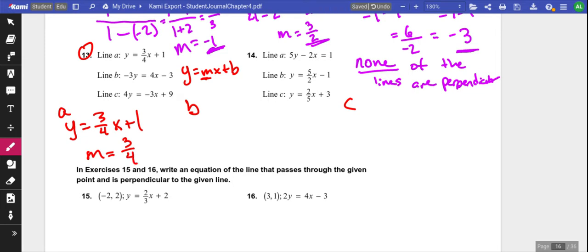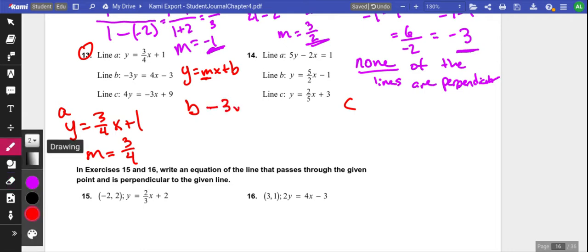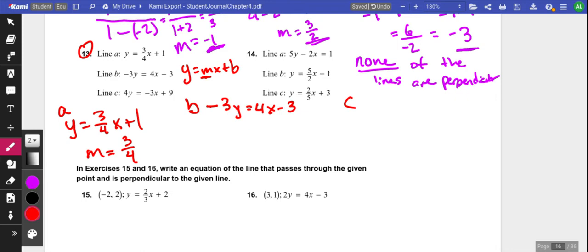Let's look at b. I've got negative 3y equals 4x minus 3. So I want to get rid of this negative 3, and I want just y on its own to have slope-intercept form. So I am going to divide negative 3 on both sides.